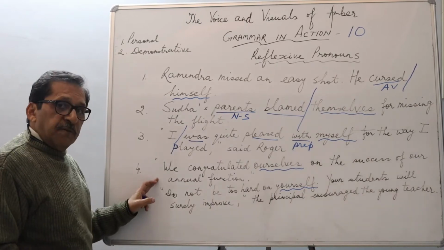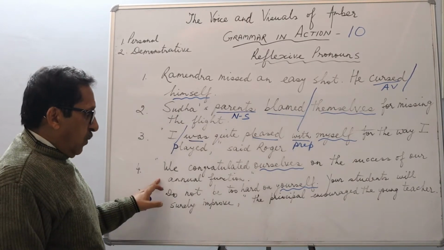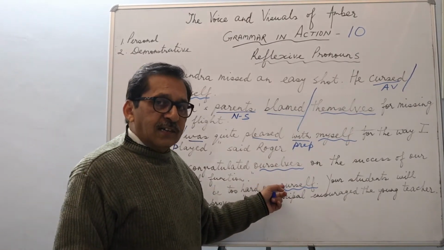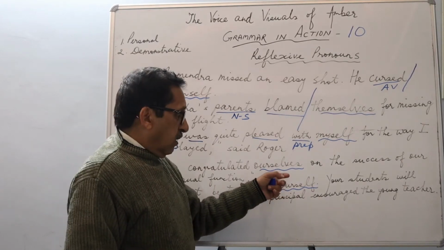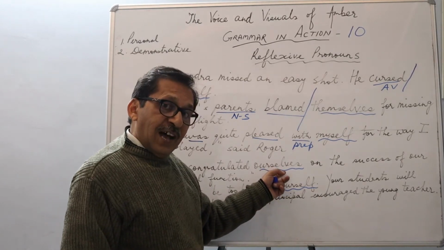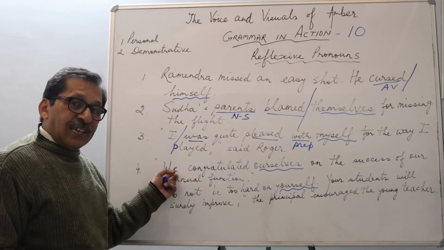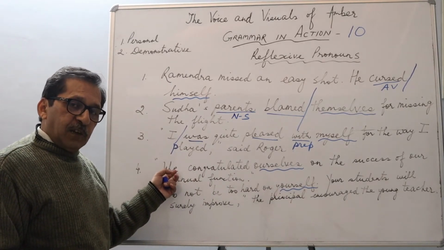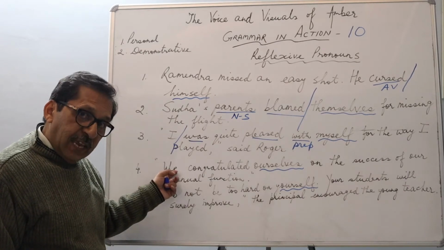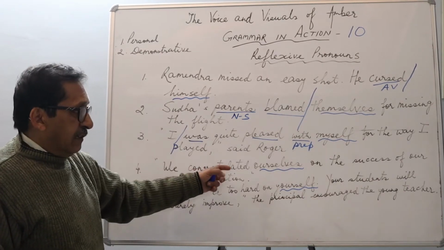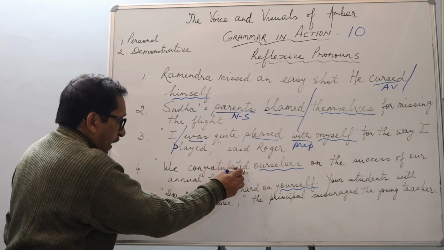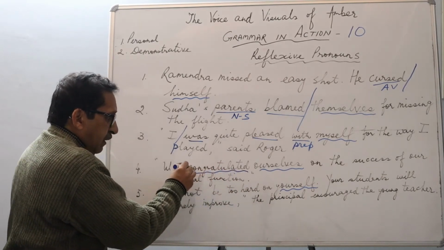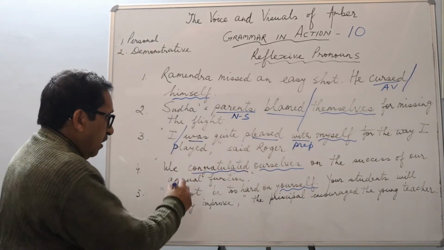Let's see the fourth example. We congratulated ourselves. If the pronoun is ourselves, then the subject that it is going to replace would be the first person plural we. So we congratulated ourselves. The action verb is congratulated.